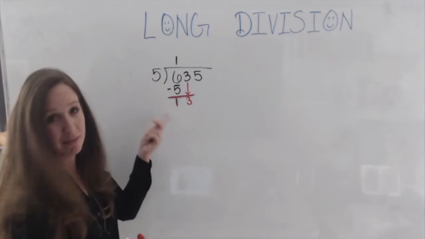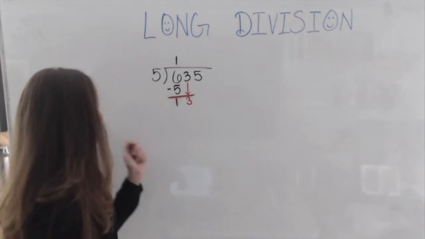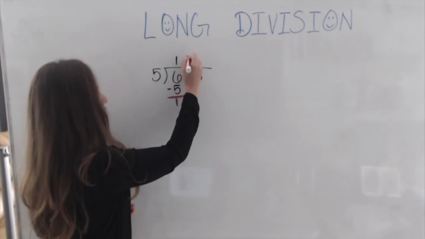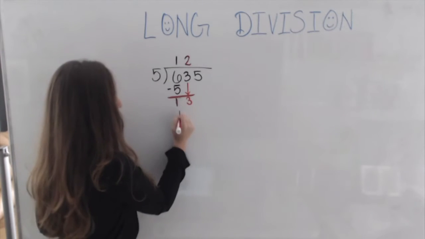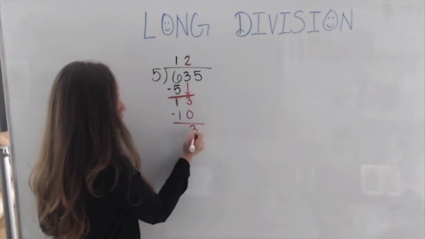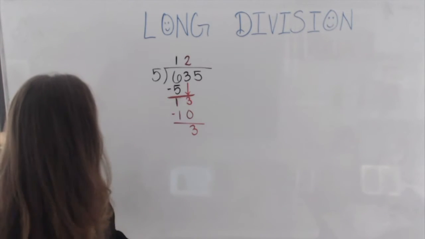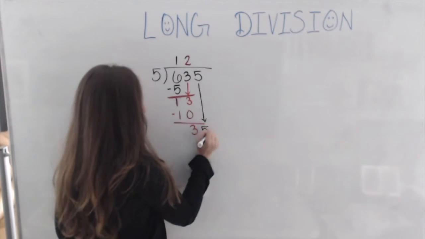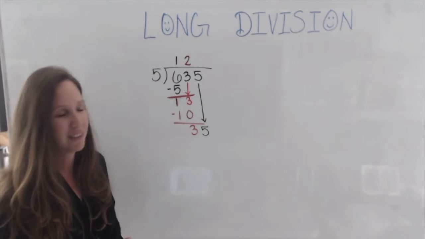Well, 5 times 1 is 5, 5 times 2 is 10, 5 times 3 is 15, which is too many. So it is 2. And 5 times 2 is 10, so what was my remainder? What are my leftovers? 3. Now, I'm going to bring down the next number. And remember, you're just going to keep following this pattern until there are no more numbers to bring down.